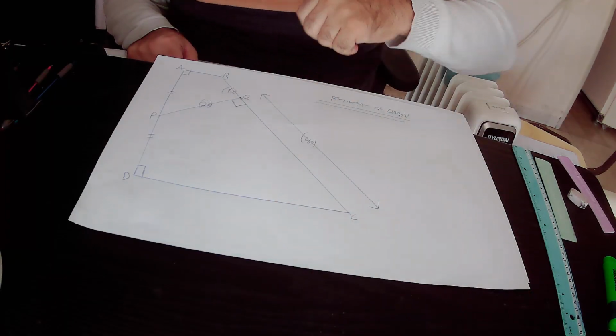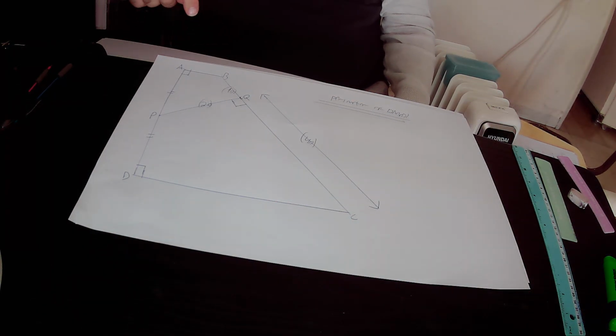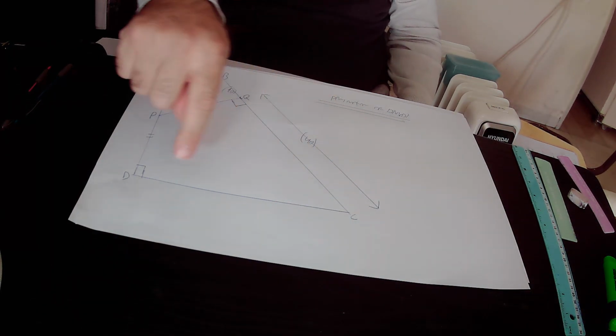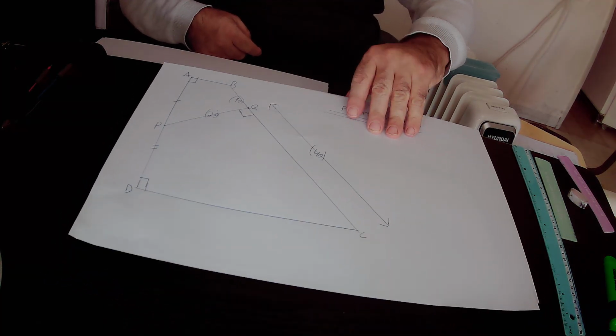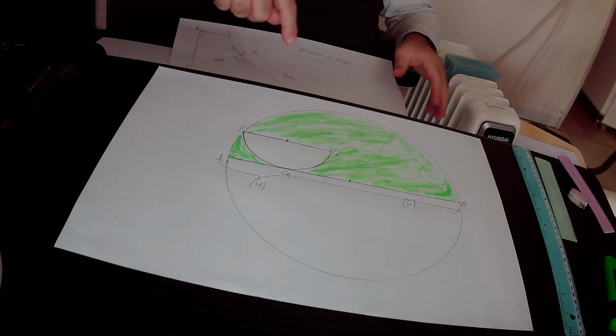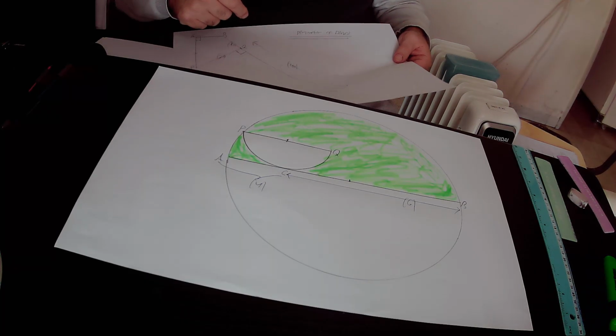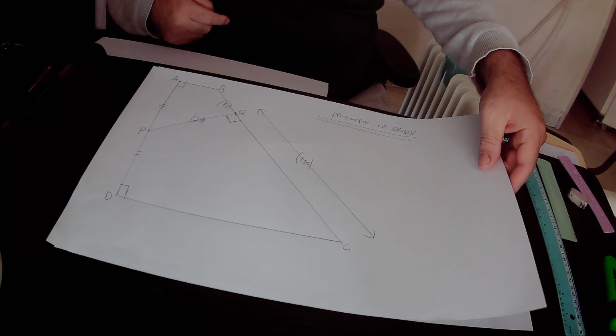Hello, in this lecture I will answer two questions. In the first question, we'll find out the perimeter of this quadrilateral ABCD. And in the second question, we'll find out the area of this green shape. So we'll start with the first question.